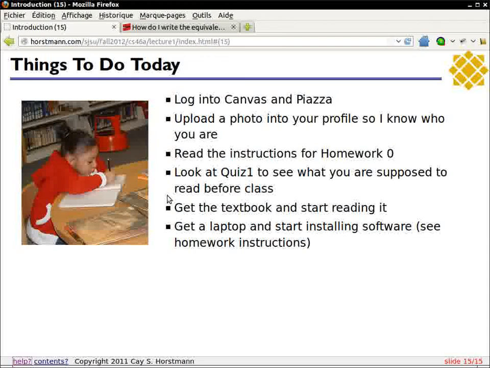Read the instructions for homework zero today and do them by Thursday. Look at quiz one so that you see what you're supposed to do. I hope there's a way for you to look at the quiz without actually taking it. If for some reason there's no way to look at the quiz without actually taking it, let me know on Piazza and I will publish the quiz just once.